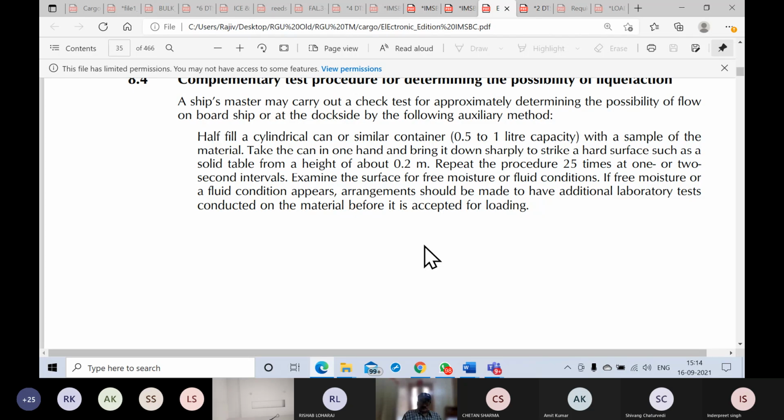This is the can test, a tried out and recommended method. If you are any time in doubt about the flow state or liquid content, this is one method by which you can at least have some idea of the flow moisture point. It's not a foolproof method, of course, it is only an estimate. But in case you see some moisture developing, you have reason to insist on more exhaustive tests to be done prior to shipment.